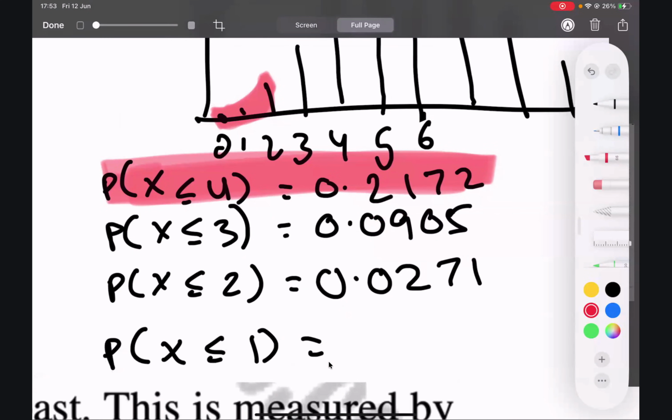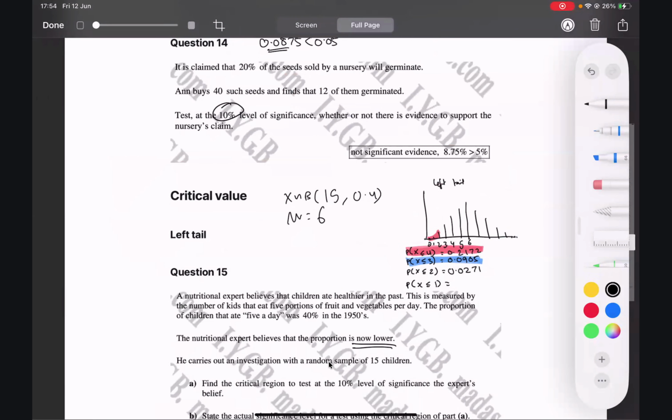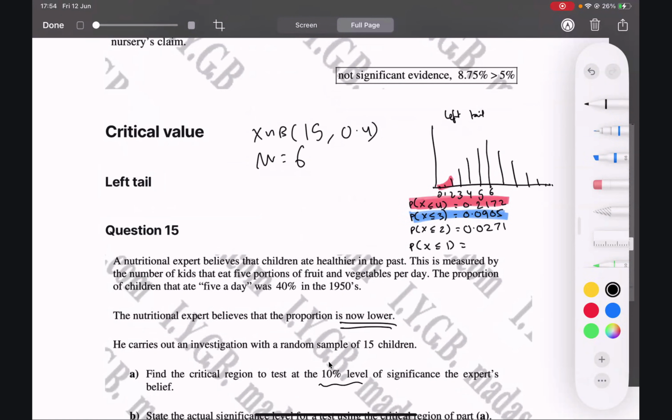So as you can see, if we work this out, we would not have rejected it because it was high. If this was our test statistic, we would have rejected it because our significance level was 0.1, yeah? So the critical value is x equals 3, meaning if I got 3, I would have rejected it. The critical region is x is less than or equal to 3. Basically, if my test statistic was 3 or 2 or 1 or 0, my probability would have been so low, it would have been a shock to the nutritional expert. He would have basically been able to say, look guys, I'm right, the probability of people eating 5 a day has actually gone down.